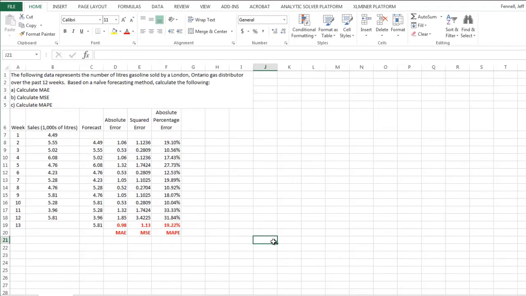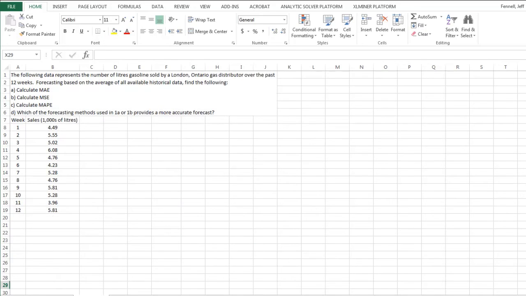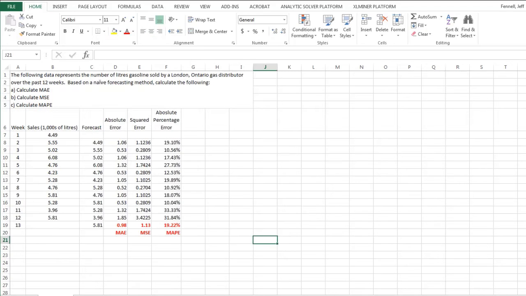So let's look at our second forecasting method and determine which of the forecasting methods will give us a better prediction for week 13 based on how our forecasting accuracy measures turn out. In the next example, we're asked to forecast based on the average of all available historical data. So again, all our forecast measures are based on first calculating a forecast. This is the exact same data set. If I go back to the example we just did, we're still dealing with that gas distributor in London, Ontario.